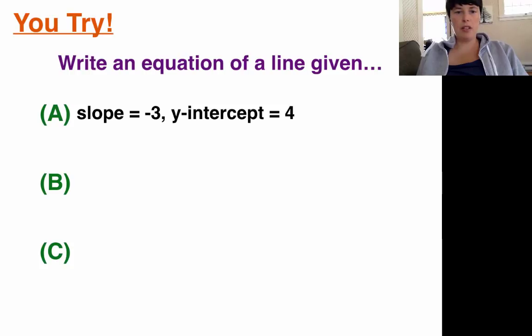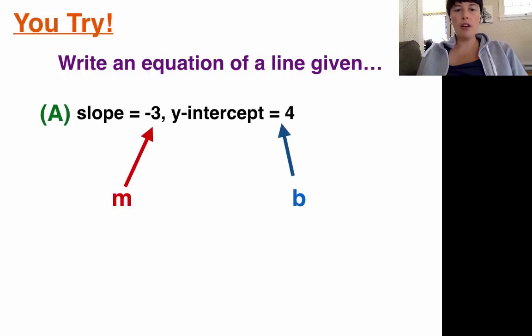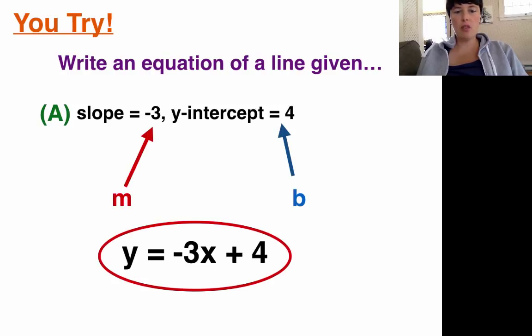Now this is the fast one. The slope and the y-intercept are given to you, so you probably barely had to pause this video to solve this one. We already know the m and the b, so y equals negative 3x plus 4 is our answer. And I hope you're thinking in your head like, yes, thumbs up, I got that answer too. Let's try one that's a little harder.